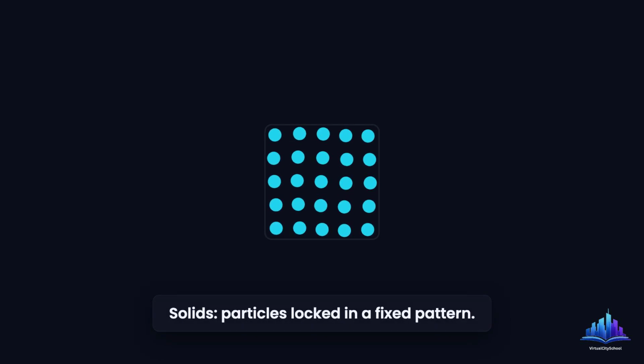In a solid, like an ice cube, a bar of metal, or a grain of table salt, the particles are packed tightly together in a fixed, orderly pattern. They vibrate on the spot, but they don't have enough energy to move past each other, which is why solids have both a fixed shape and a fixed volume. You can drop an ice cube and it keeps its form right up until it starts to melt.